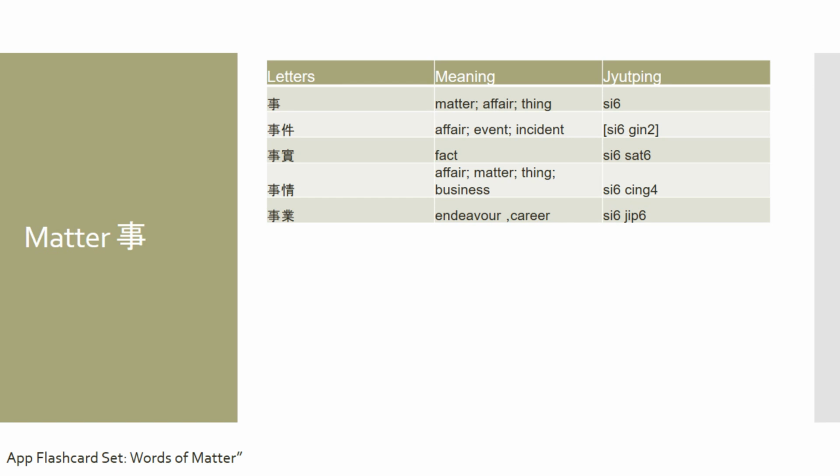If we want to say the word fact in Cantonese, then we would say si sat. Now, if we want to say an affair, matter, or thing in Cantonese, then we would say si ching. And if we want to say career or endeavor in Cantonese, then we would say si yip.